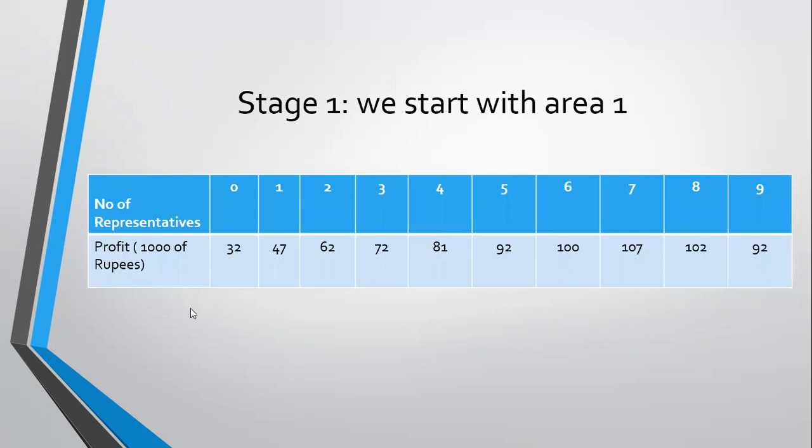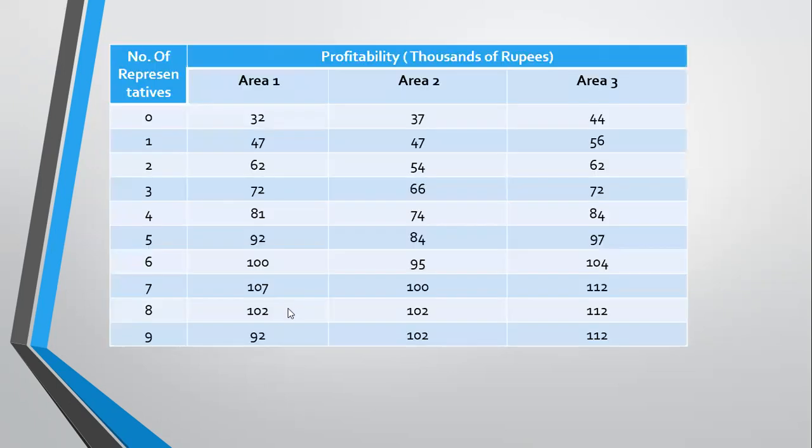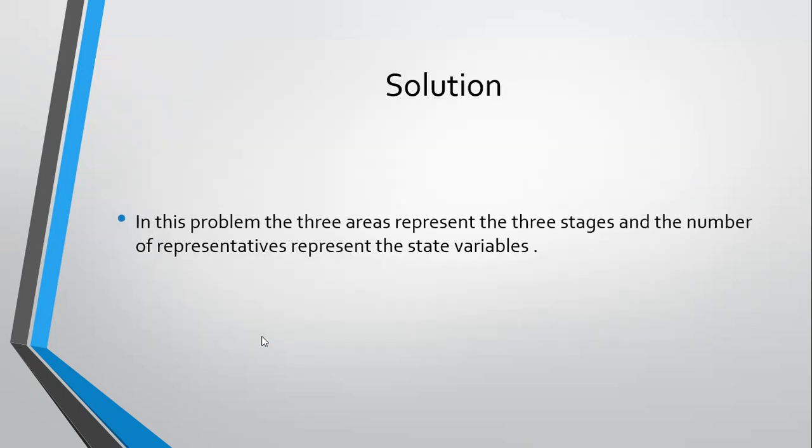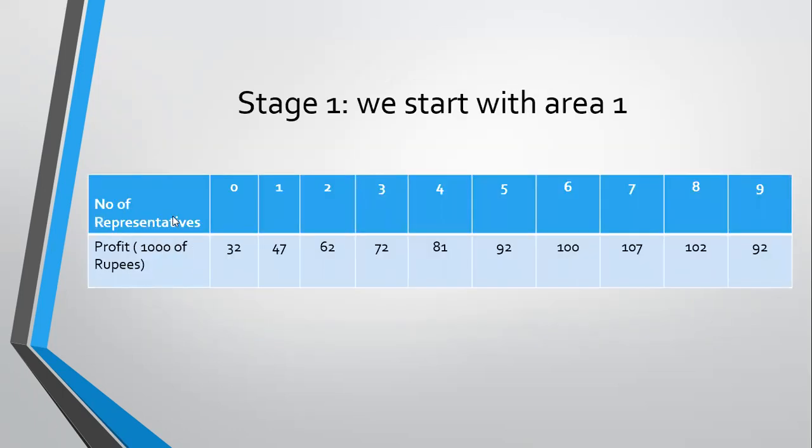Now consider stage 1. Take area 1. Write down the data from the main table. Take the area 1 detail and write down the cost detail separately. Number of representatives 0 to 1.